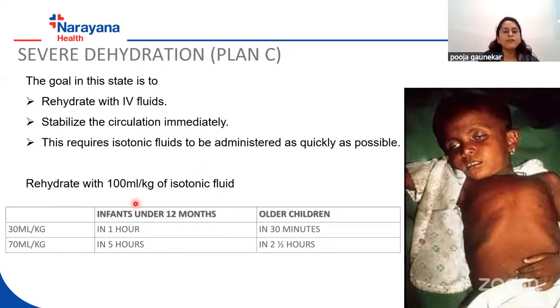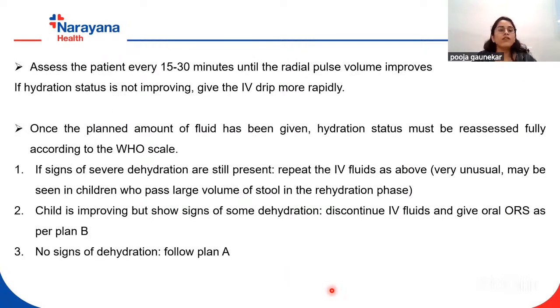In infants, 30 ml per kg will go over 1 hour and 70 ml per kg will go over 5 hours. In older children, 30 ml per kg in 30 minutes and 70 ml per kg over the next 2.5 hours. We'll assess the patient every 15 to 30 minutes and see if the radial pulse volume improves. If the hydration status is not improving, we'll just increase the speed of the IV drip. Once the planned amount of fluid has gone, we'll again reassess the child completely.